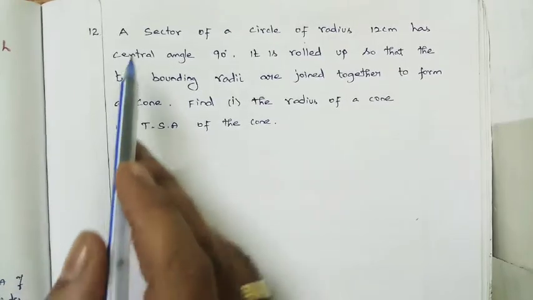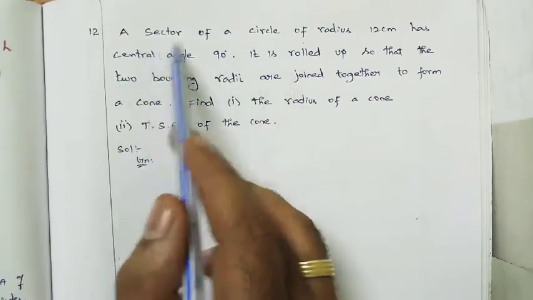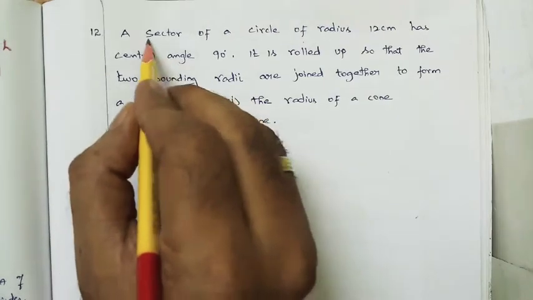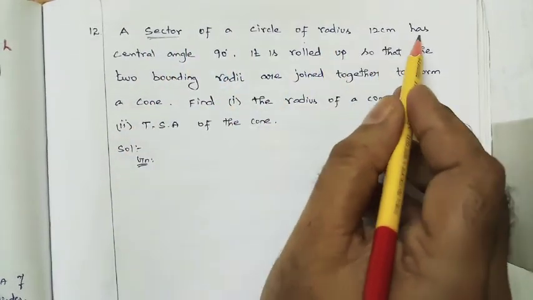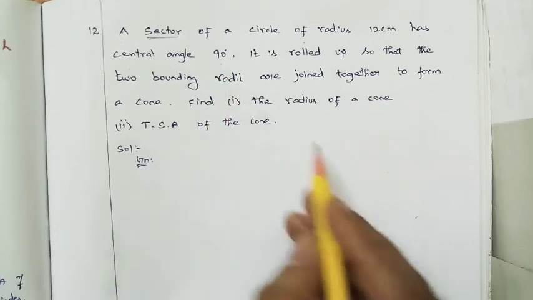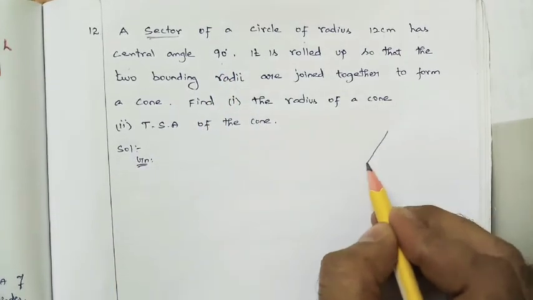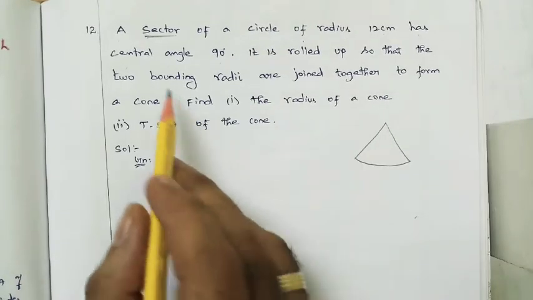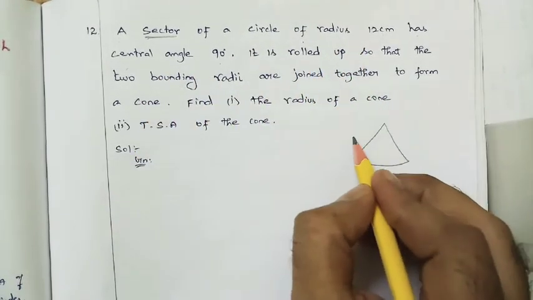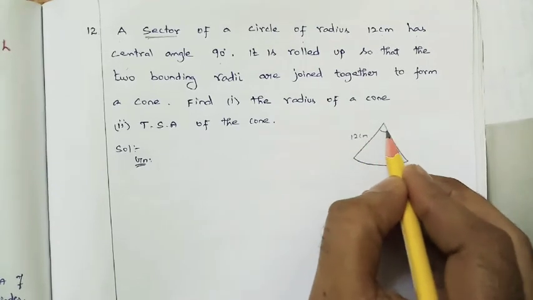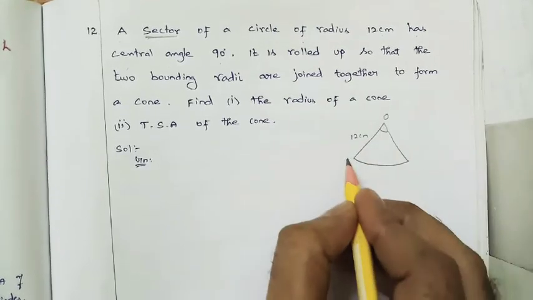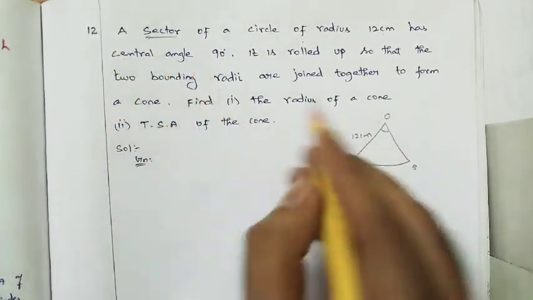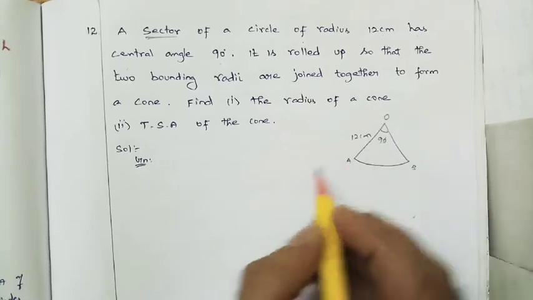Sum number 12, a sector of a circle. They are talking about a sector. A sector of a circle of radius 12 centimeters has central angle 90 degrees, right? So radius is equal to 12 centimeters and this is theta. OA is the radius, 12 centimeters, and the central angle is equal to 90 degrees.